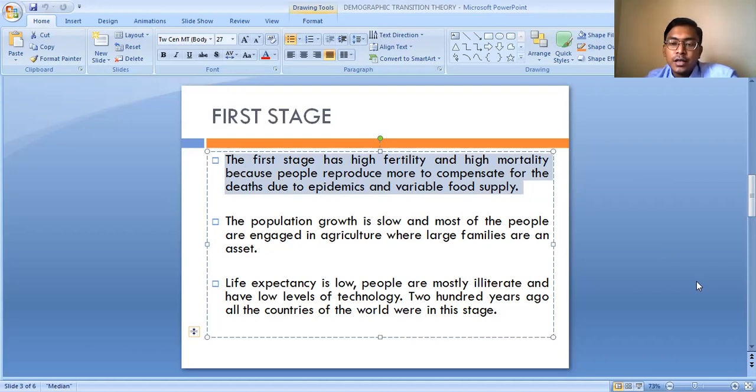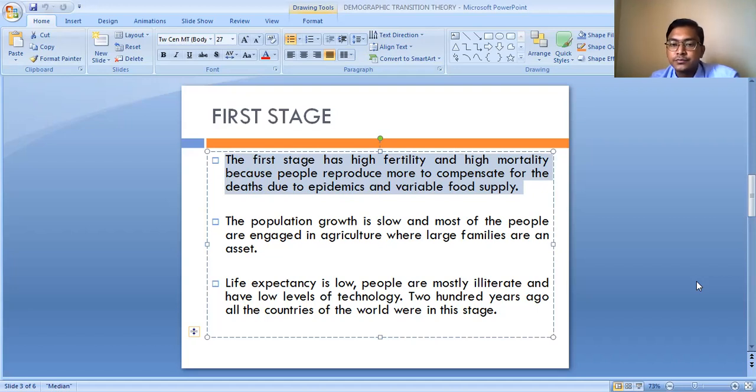This kind of society existed during the very early period of human history, when human society was not so developed in terms of technology and health facilities. At that time, both the birth rate and the death rate were high, and people used to reproduce more to compensate for the deaths. People thought that their children may not survive for long, so they used to have more children.